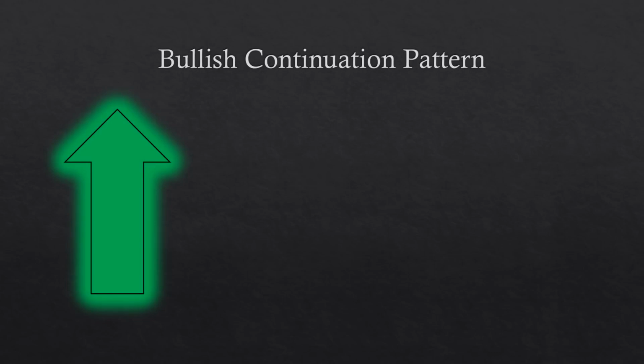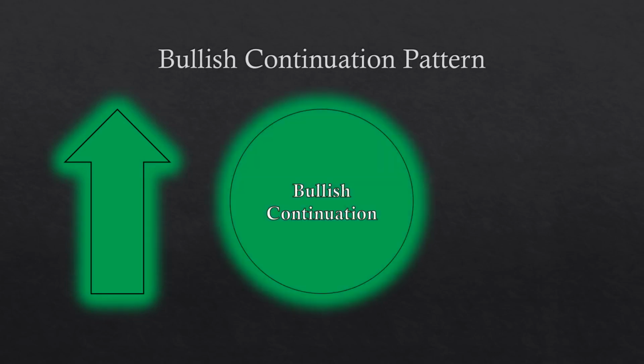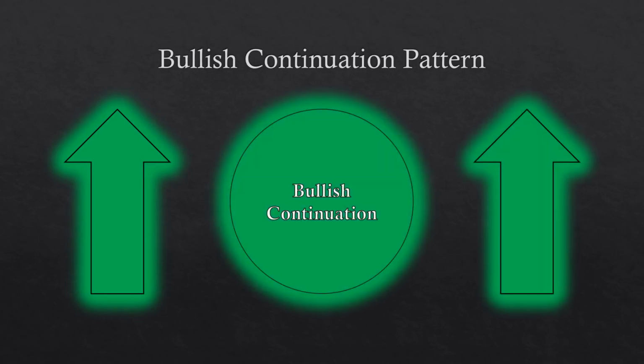In a bullish continuation pattern, it means that price will be going up, and then a specific pattern will appear to signal that price will continue to go up instead of reversing to the downside. The term bullish indicates the direction price will go immediately after the pattern.